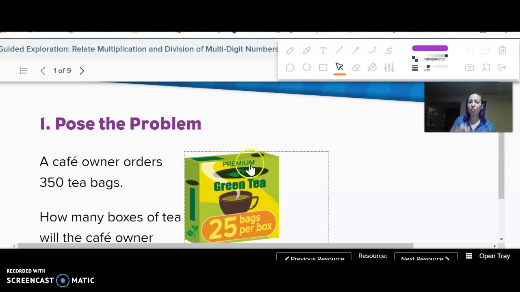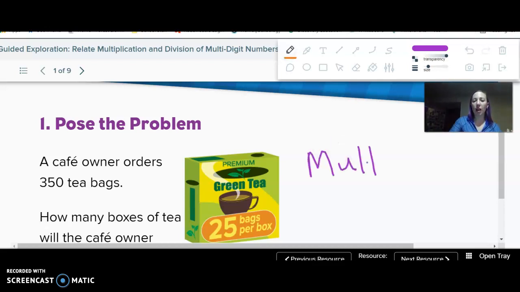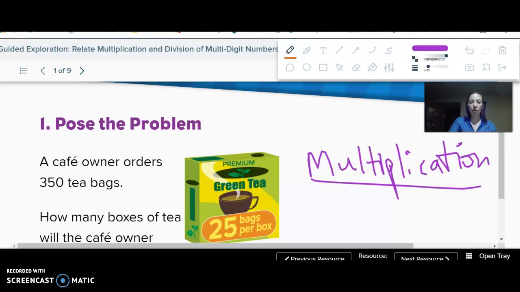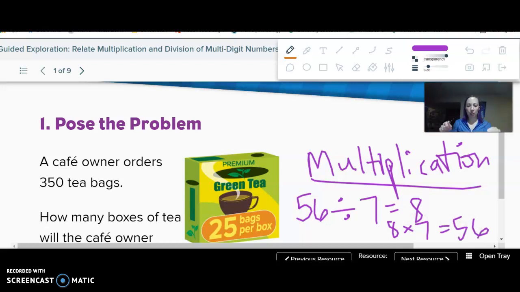So first, this isn't going to be part of the slideshow, but it is part of your notes. I want you to write: multiplication is the inverse of division. Inverse is probably a new word for you, but it just means that they're like opposites of each other. So multiplication can go in that first spot. Just like how we've talked about 56 divided by 7 equals 8, because 8 times 7 equals 56. So it's like those fact families. They're opposite or inverse of each other.